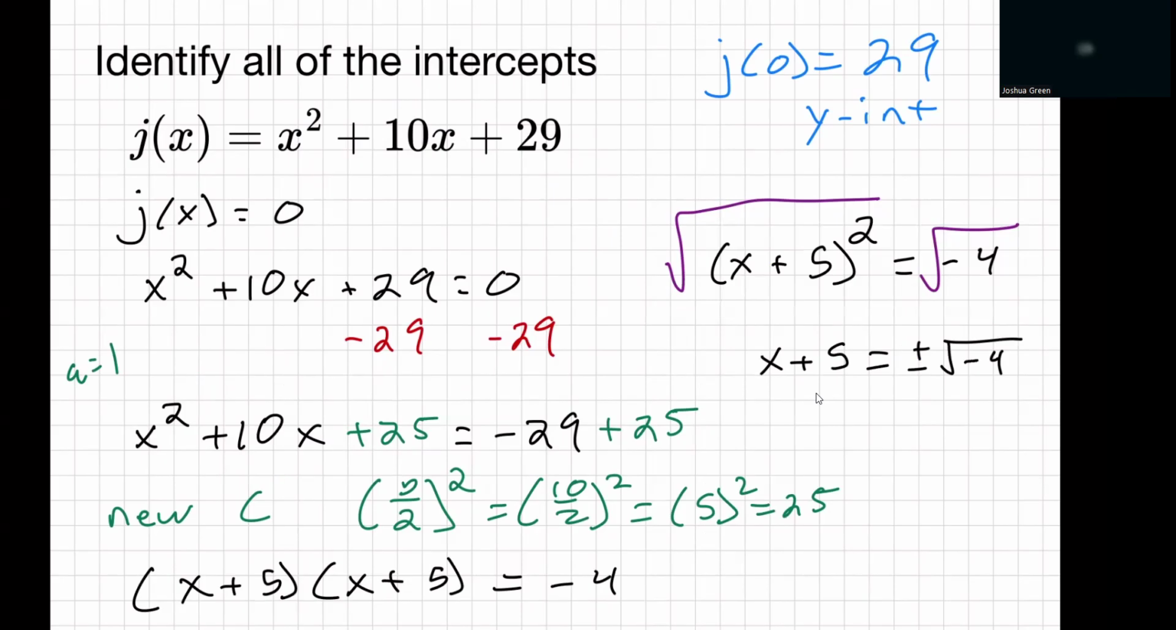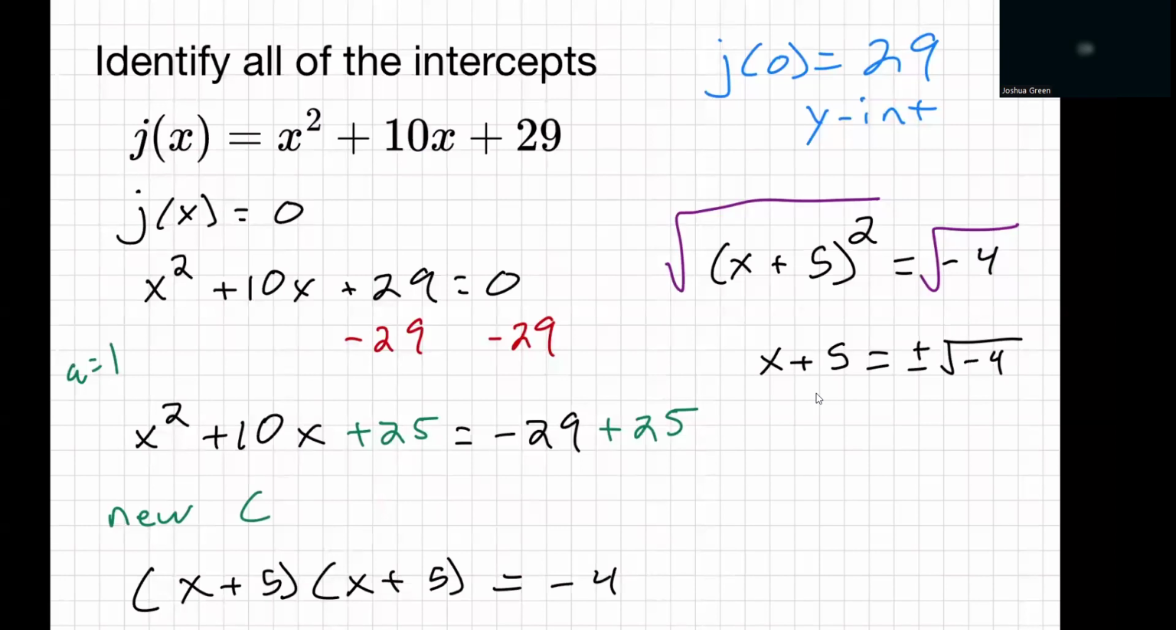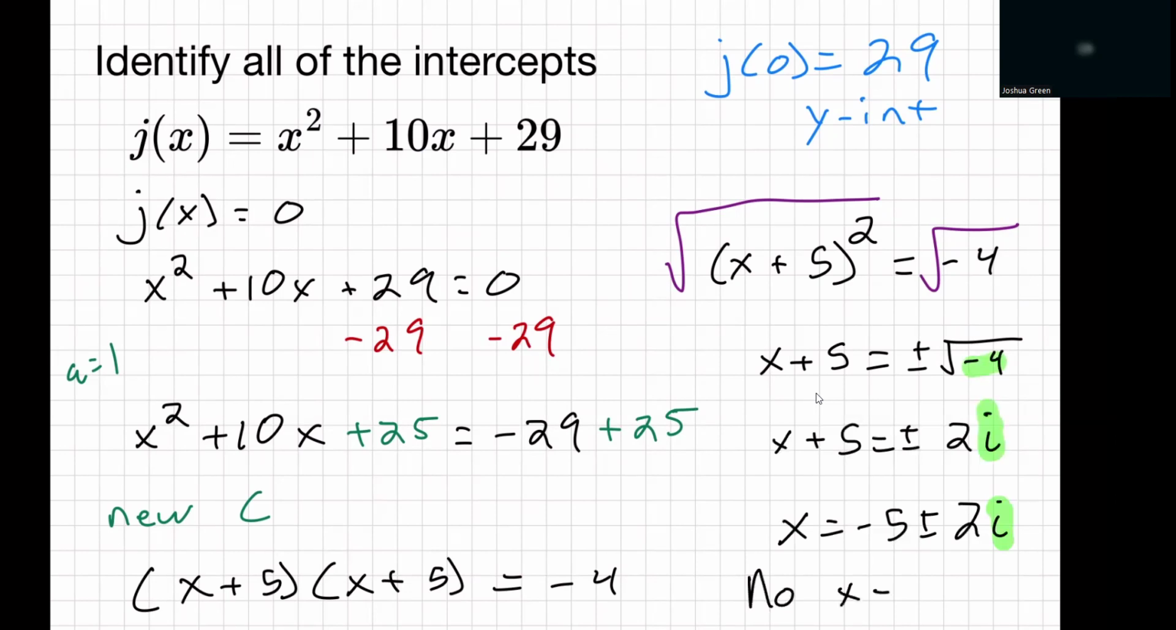Now, with that in place, we can write this as x plus 5 equal to plus or minus 2i, and then subtract the 5 from both sides, and we have our two solutions. Now, the key here you have to be careful of is to note that this was a -4 and we now have an i involved. So when I ask you to find intercepts, we do not want complex numbers. So what we would conclude here is that we have no x-intercepts. That means this graph will never cross the x-axis.